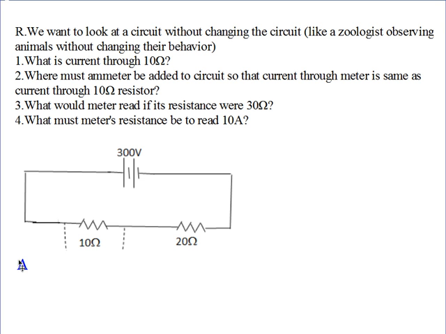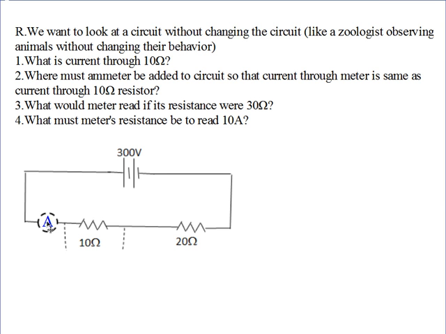So all this is going to do is say, here's the current through me. I want that to be the same as the current through the 10 ohms, and so I need to put it in series so that the current through here is the same as the current through there. I can read that and know what it is.